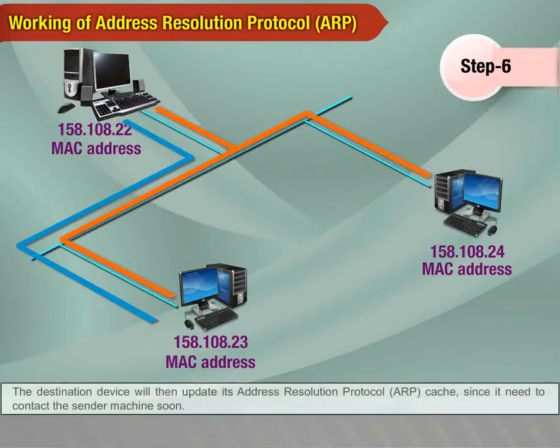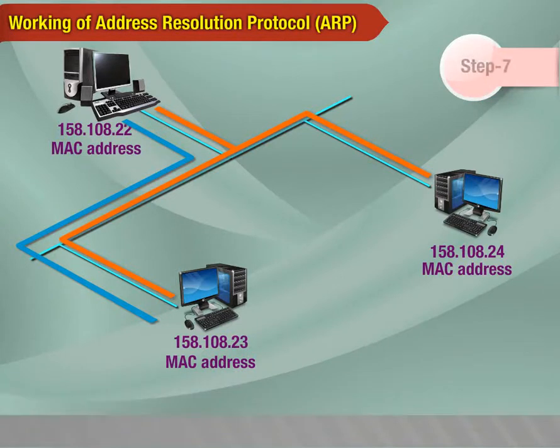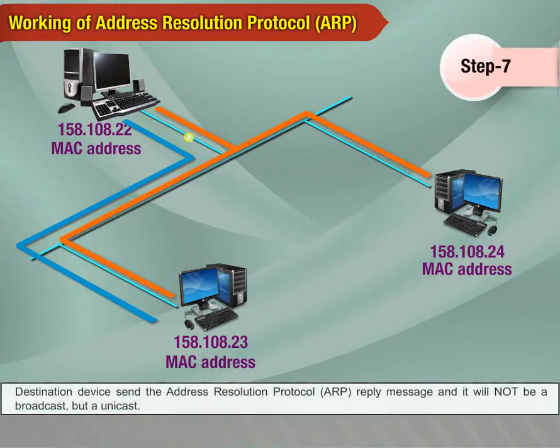Step 6. The destination device will then update its Address Resolution Protocol ARP cache since it needs to contact the sender machine soon. Step 7. The destination device sends the ARP reply message, and it will not be a broadcast but a unicast.